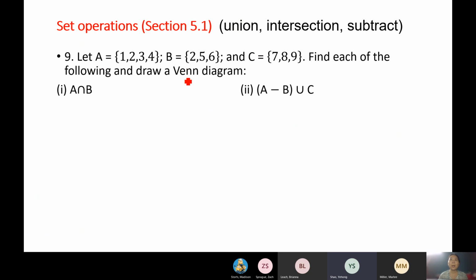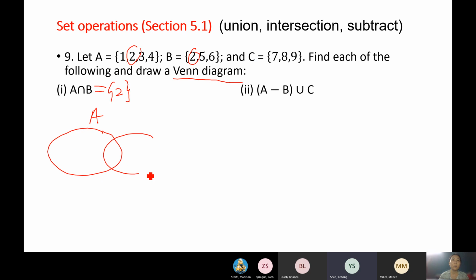Okay. So for this one, the Venn diagram, I think everybody got the answer right. For the intersection, we look for the common one. A and B both have 2 in common. So when you sketch the graph, notice this is A and this is B, and they have something in common. We put 2 in the common place, then 1, 3, 4, and 5, 6.